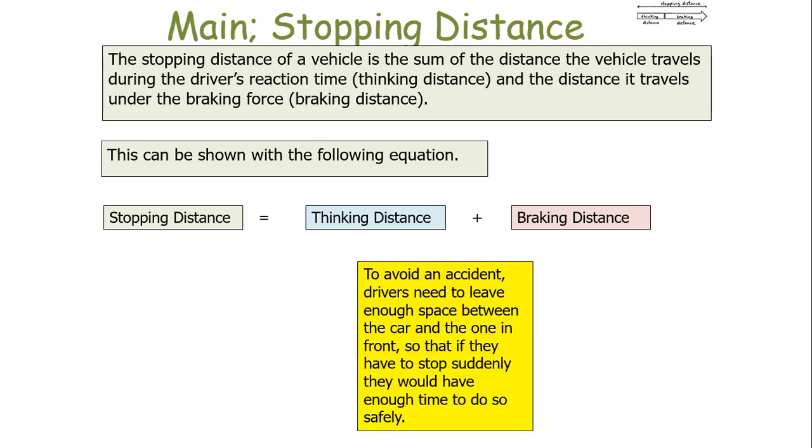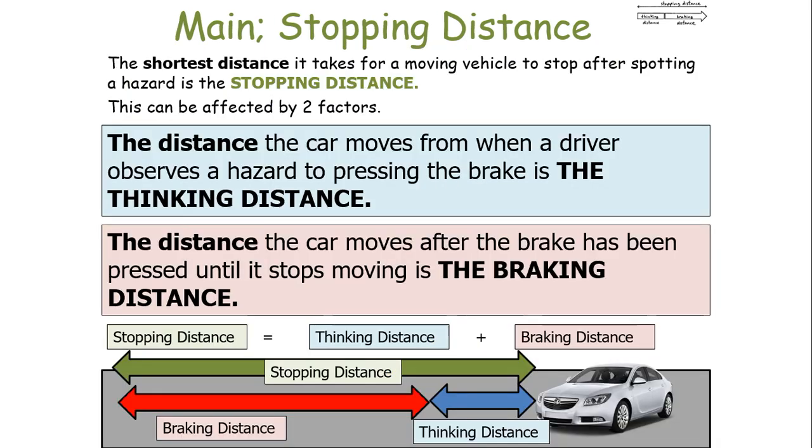But also remember, why do we need to calculate the stopping distance? Well, to avoid an accident, drivers need to leave enough space between the car and the one in front, so if they have to stop suddenly, they will have enough time to do so safely, which leads into your concept of your stopping distance. So let's just clarify. The shortest distance it takes for a moving vehicle to stop after spotting a hazard is the stopping distance, which is affected by two factors.